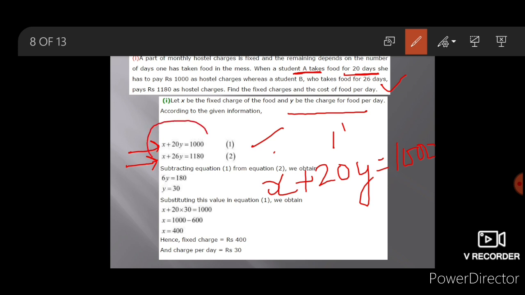Now if we get these two equations, we can solve this equation by any of the methods. Here comment below by which method I am solving this equation, which method is used here.